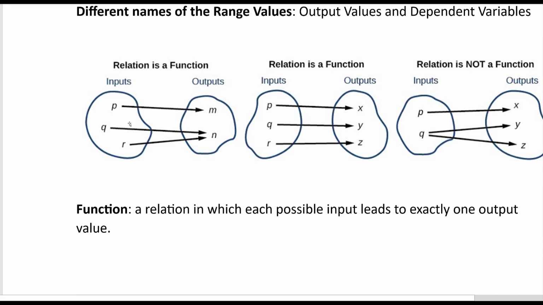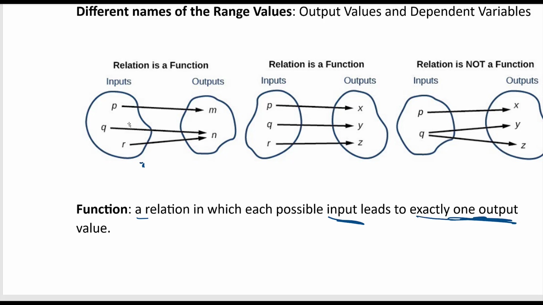So here are some examples, though. We have specifically, though, a function is a relation. So all functions are relations, but not all relations are functions. Just like all Labrador retrievers are dogs, but not all dogs are Labrador retrievers. So a function is a relation in which each possible input leads to exactly one output.